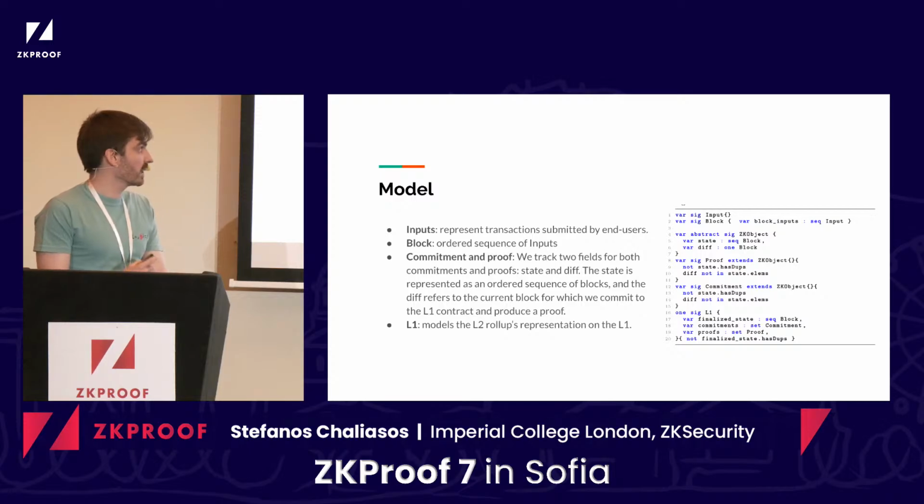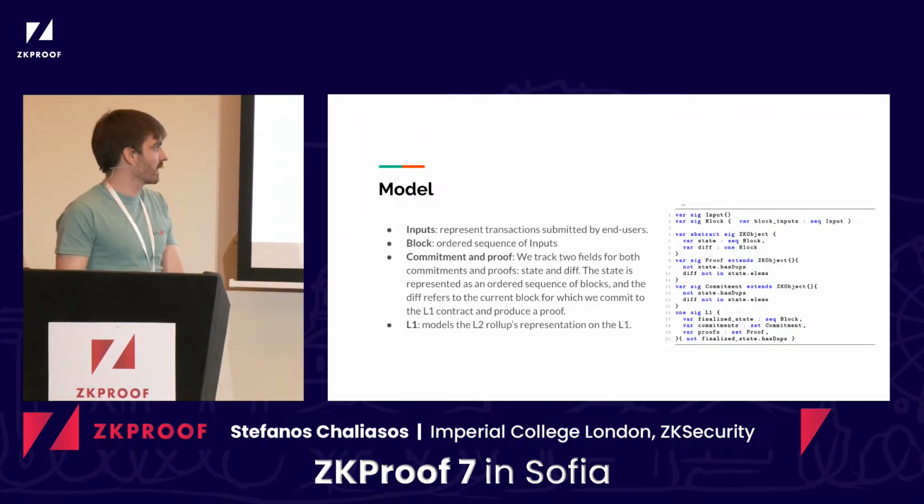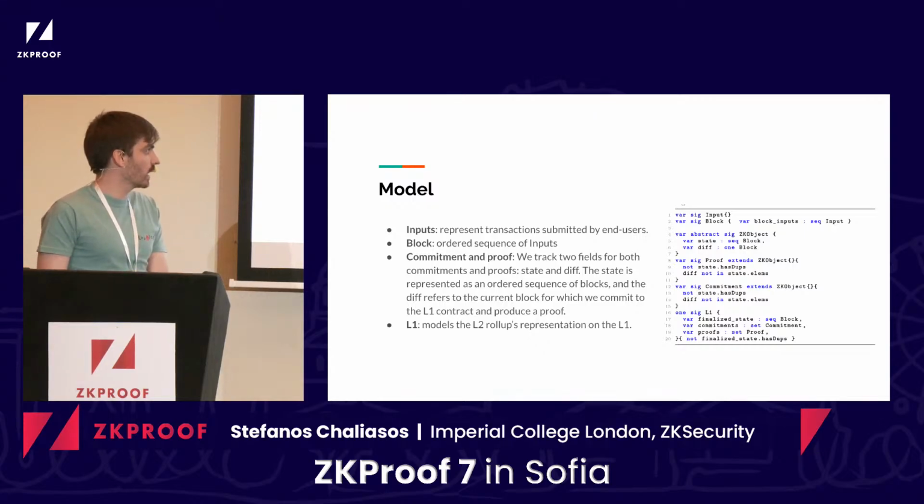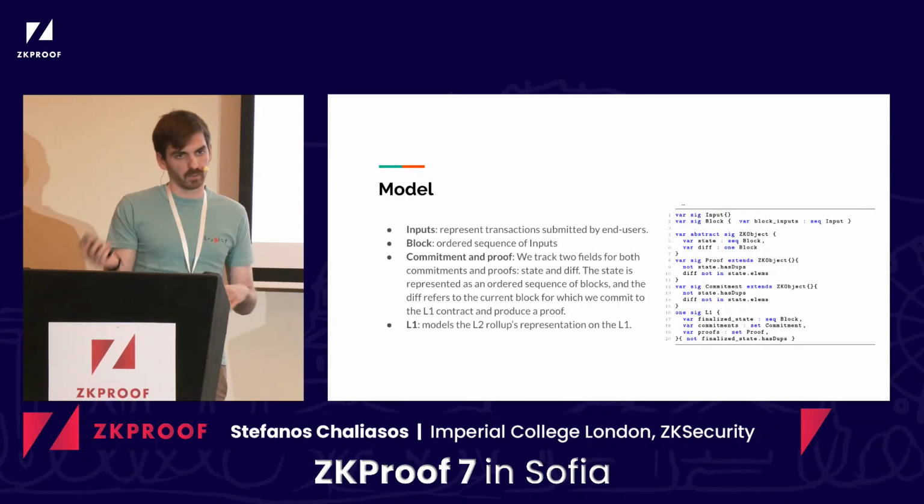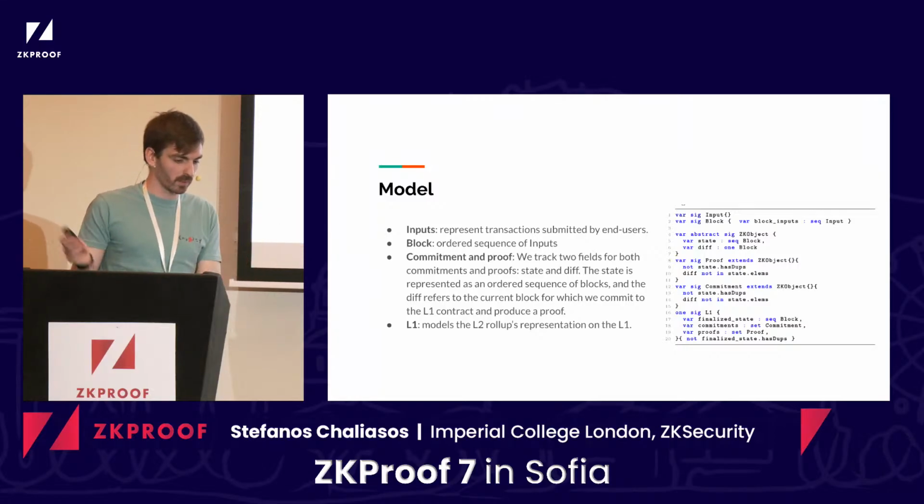So here is the Alloy code. Alloy is a declarative language, so it's pretty easy to understand and follow. We explain a lot of details on how to use it in our paper, but we also have some source code available that I will give you a link to at the end of the presentation.